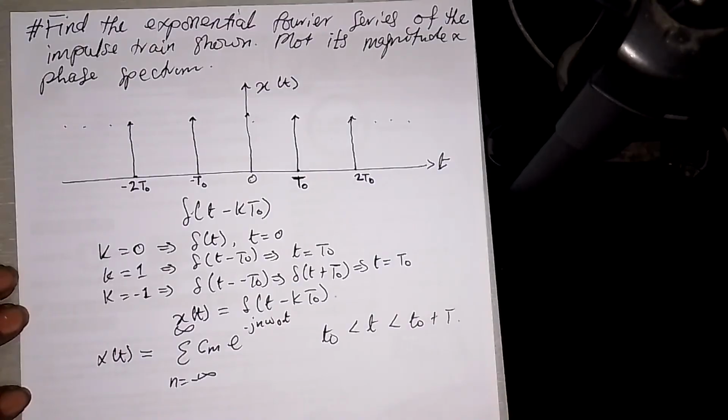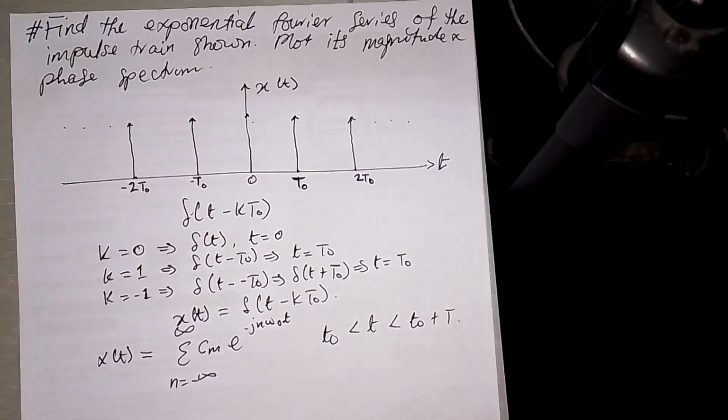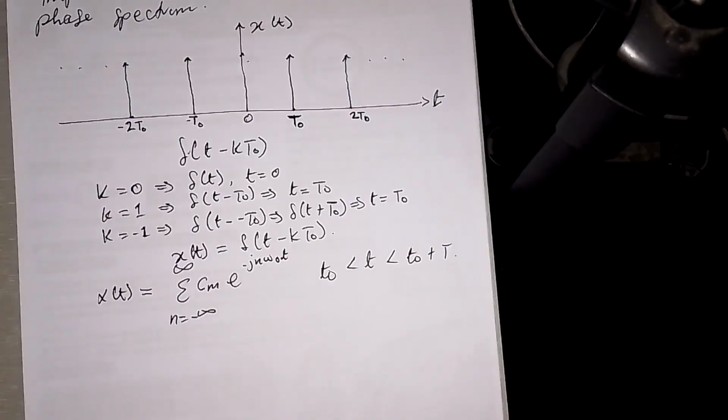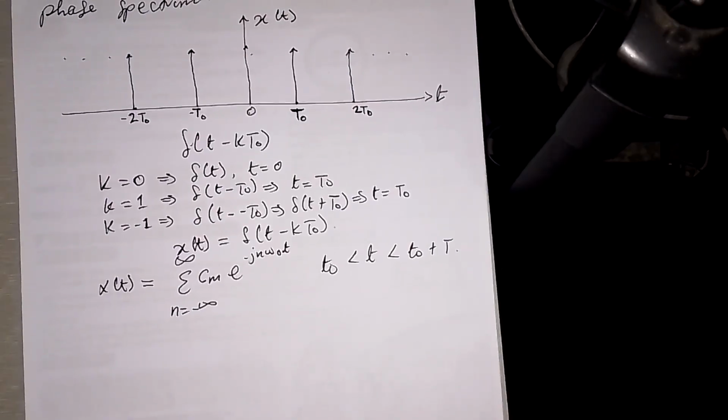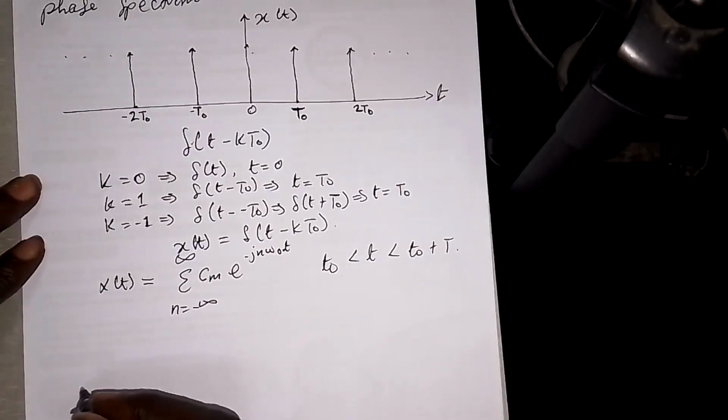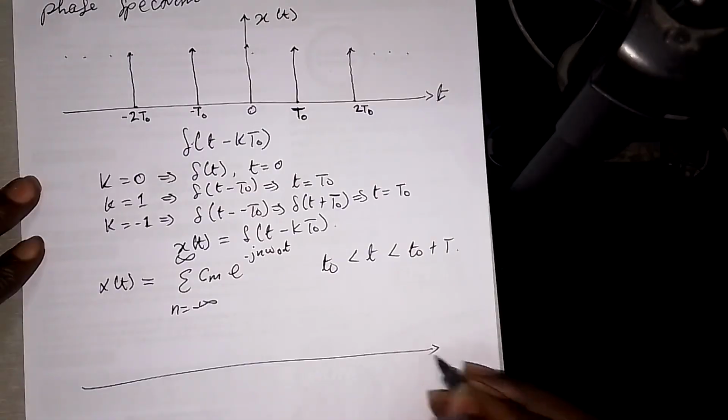In this particular question, our main activity will be to determine our Cn. But how can we determine our Cn? Before we can determine it, we must make certain assumptions about the impulse train that we have, to be able to use the exponential Fourier series to solve it. So this is the assumption that we will have to make to solve this question.